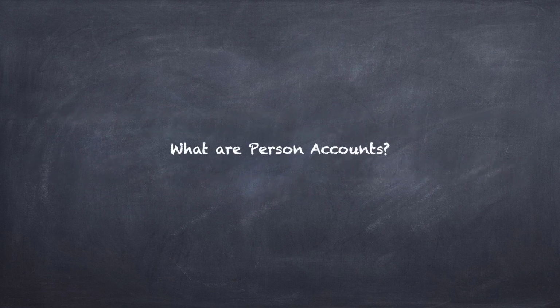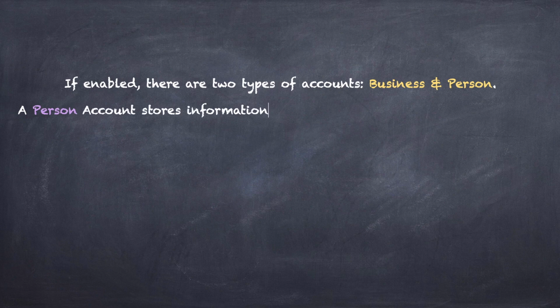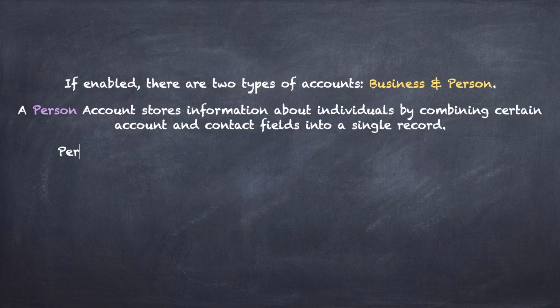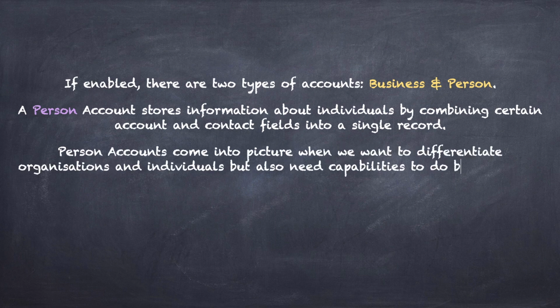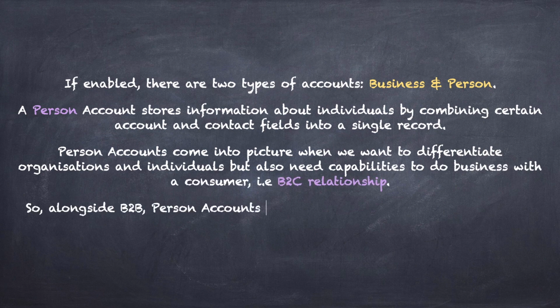What are person accounts? So if enabled, there are two types of accounts, business and person. A person account stores information about individuals by combining certain account and contact fields into a single record. Person accounts come into picture when we want to differentiate organizations and individuals, but also need capabilities to do business with the consumer, that is B2C relationship. So alongside B2B, person accounts allow dealing with B2C as well.